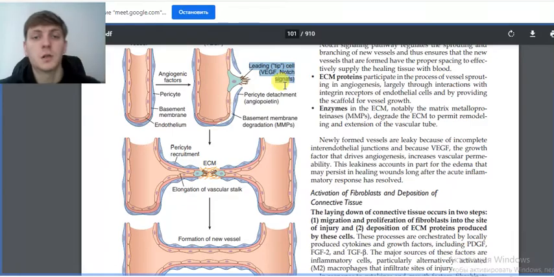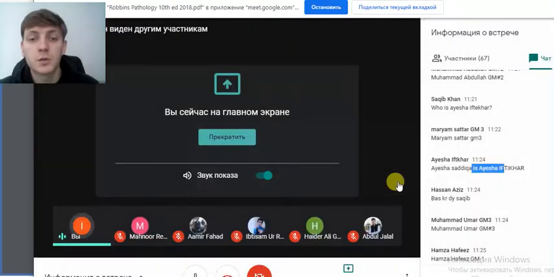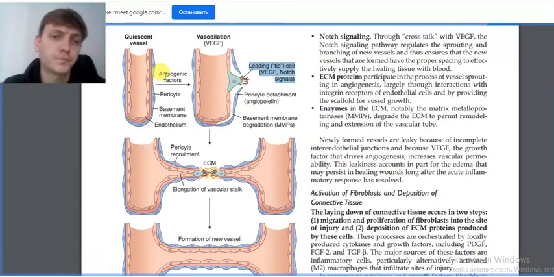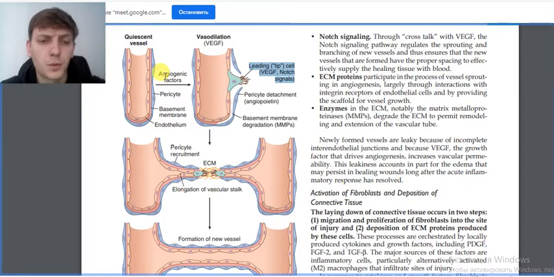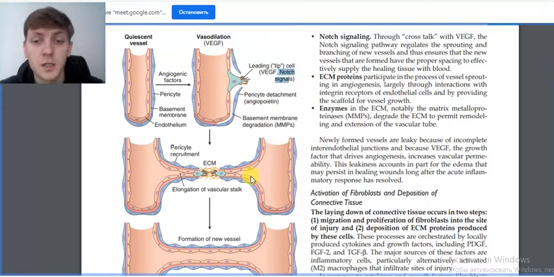The same process happens not only in inflammation, but also in the process of our body growth. In embryology, the same process, the same VEGF, the same Notch signals cause the sprouting of blood vessels, and that's why we have all the capillary beds we have.